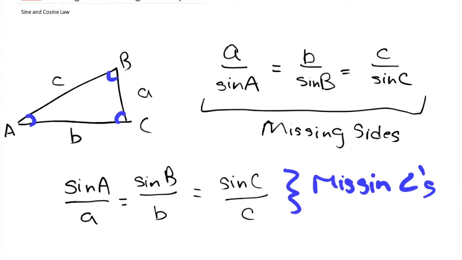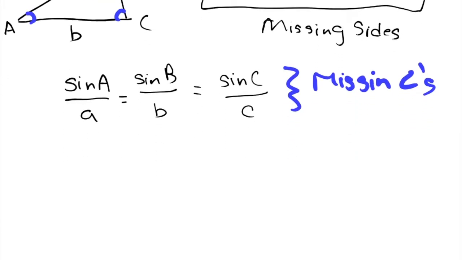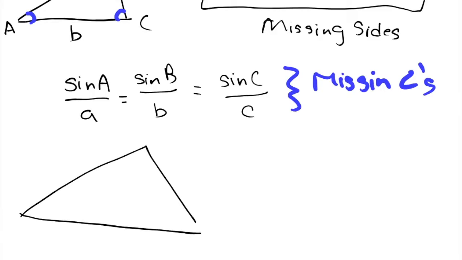So now let's actually look at an example that we can use for the sine law, and let's look at how we can actually solve this. Say for example we have this triangle over here. We have triangle A, B, and C.